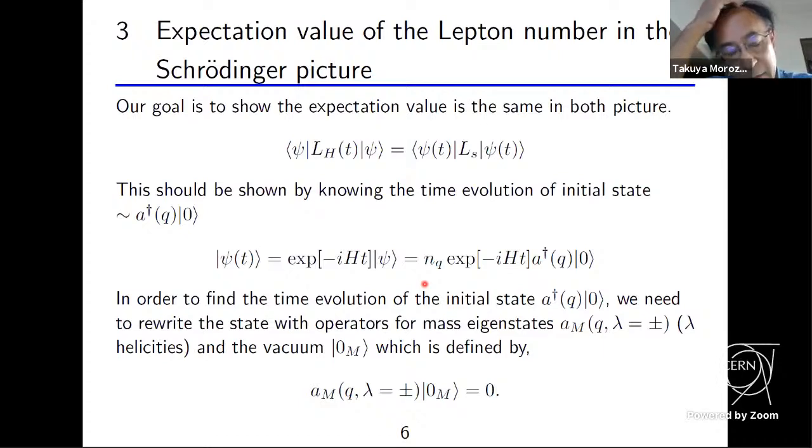So the previous formula and figure were obtained by constructing the Heisenberg operator for lepton number. But in today's talk, we are going to look at the same problem in the Schrödinger picture by constructing the time evolved state. So our goal is to show the expectation value is the same in both pictures. The left hand side is the Heisenberg picture, and the right hand side is the Schrödinger picture. And this should be shown by knowing the time evolution of the initial state, or Heisenberg state, that is a definite lepton number 1 and momentum Q.